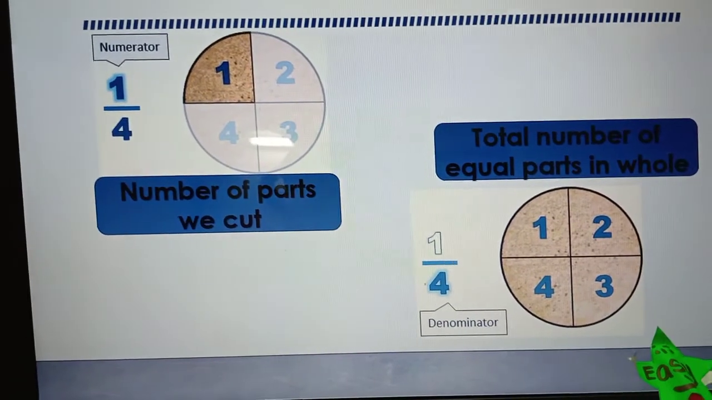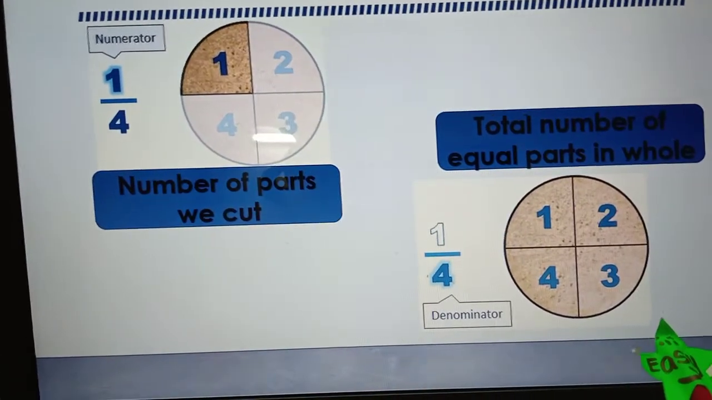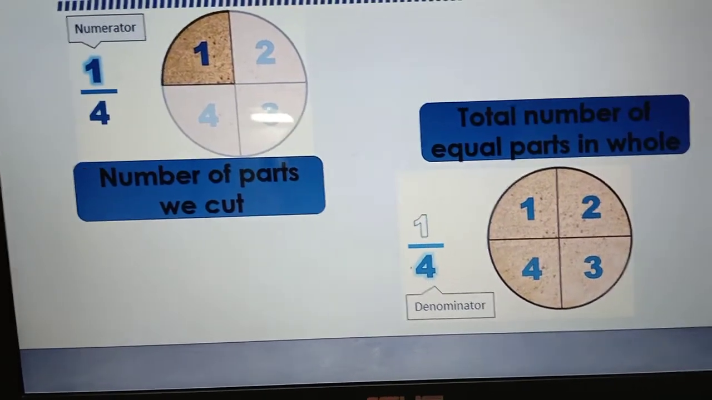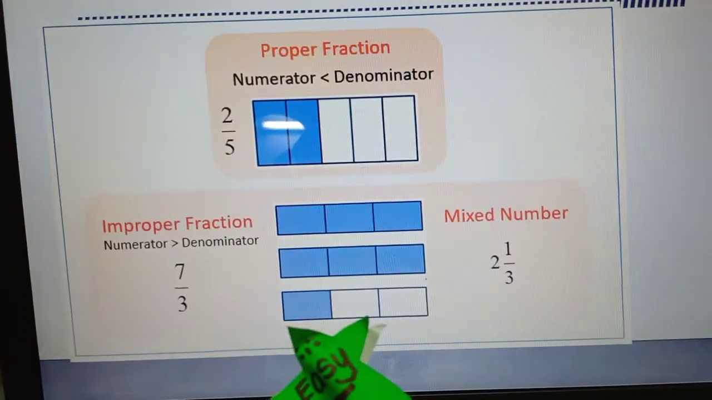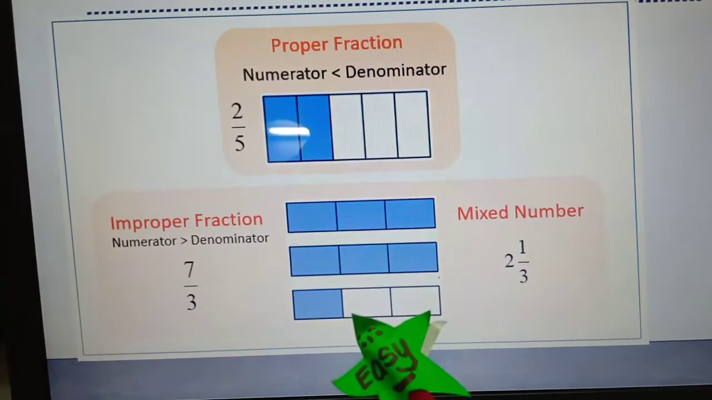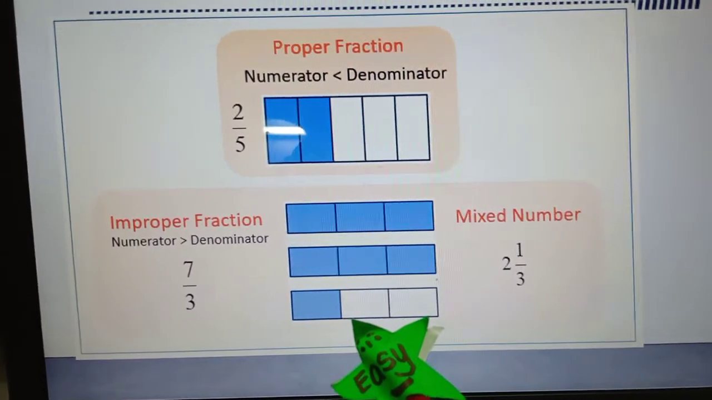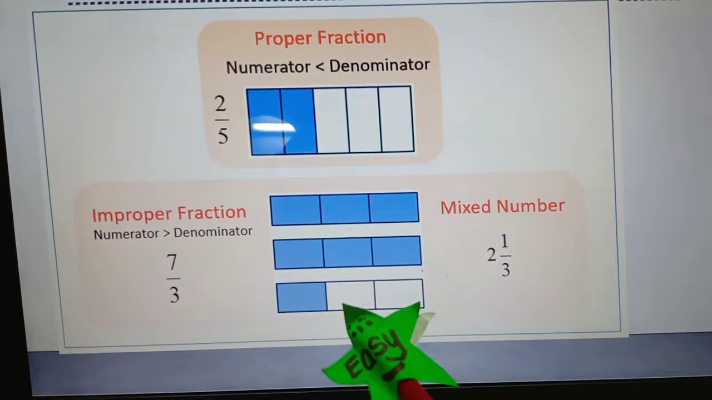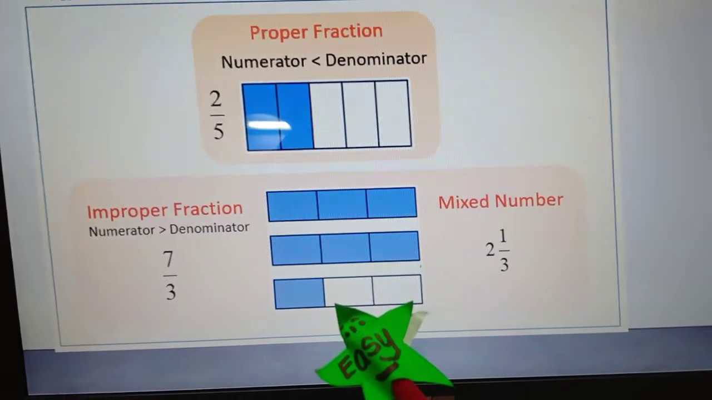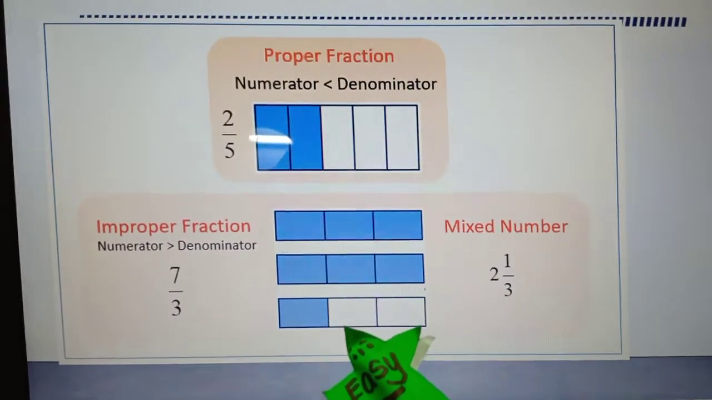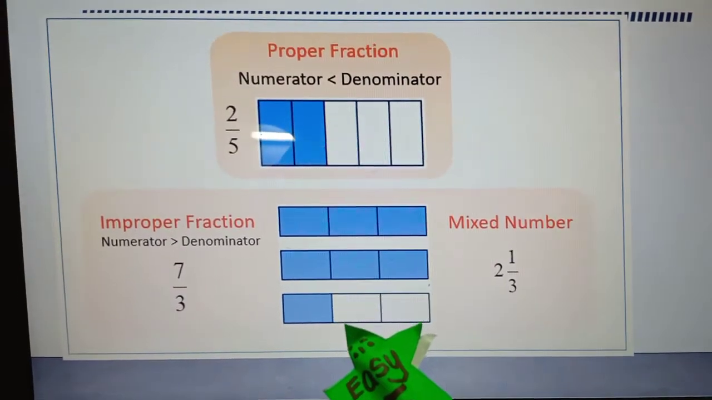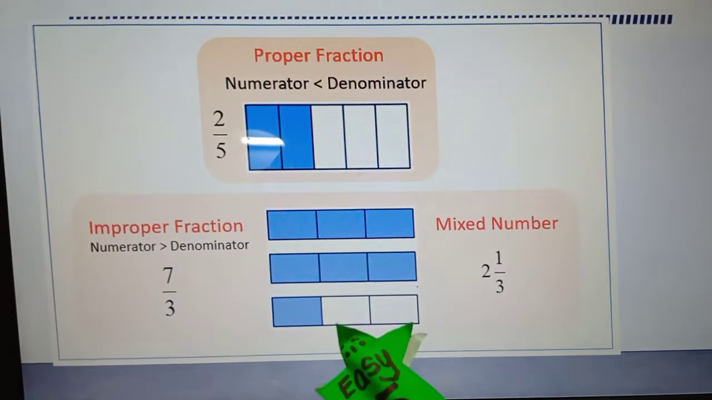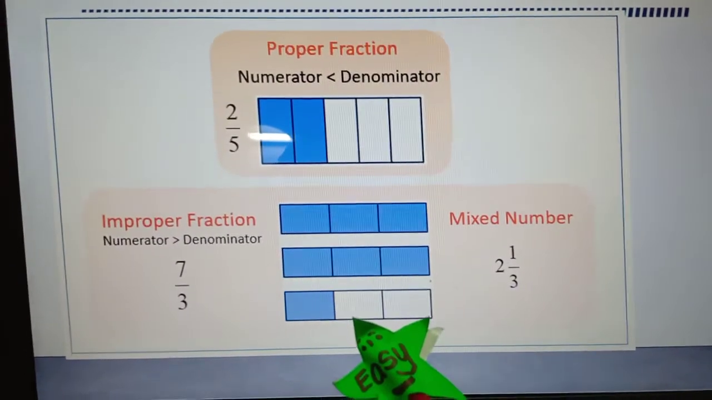Numerator means number of parts we cut. Denominator means total number of equal parts in the whole. Okay, now teacher is going to explain to you what are proper fractions, improper fractions, and also mixed numbers. But in year 2 and year 3, we will only see proper fractions, but it's good for you to understand what improper fractions and mixed numbers are too.